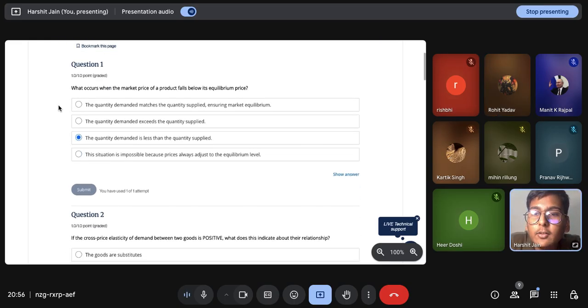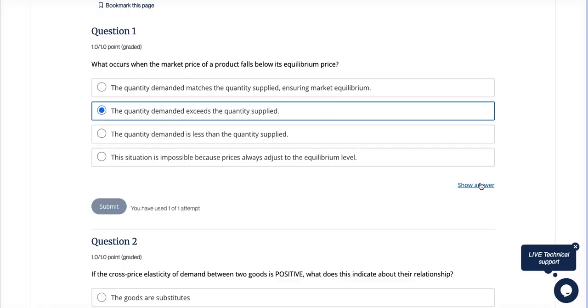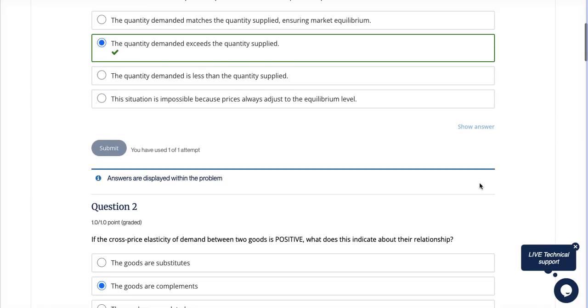Okay, we will start solving the questions. Yeah, go on. What occurs when the market price of a product falls below the equilibrium price? It's going to be the second option. The quantity demanded exceeds the quantity supplied. Okay. Yes, it is correct.